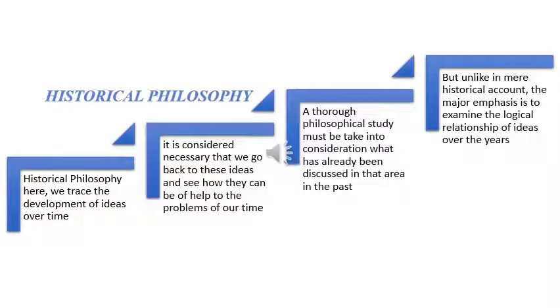Number four method of doing philosophy is called the historical philosophy. Historical philosophy has to do with tracing the development of ideas over time. It is necessary that whatever we are doing as far as issues of wisdom is concerned, we go back to these ideas and see how they can help to solve problems of our time.